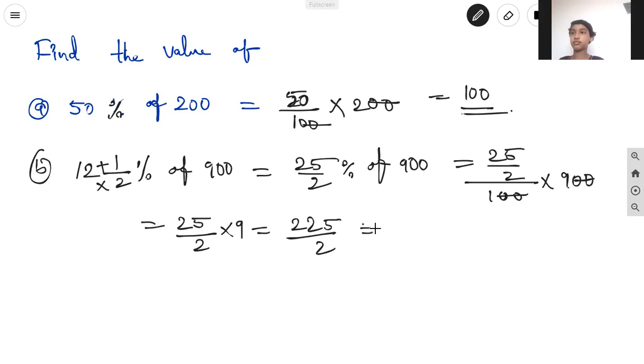This is the value, or 112.5 is the decimal point form. This is the fraction form. Okay. One more problem.